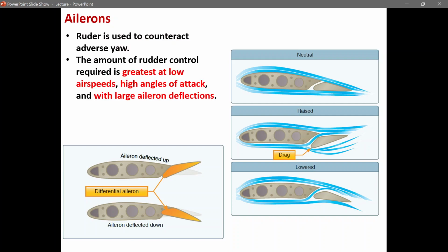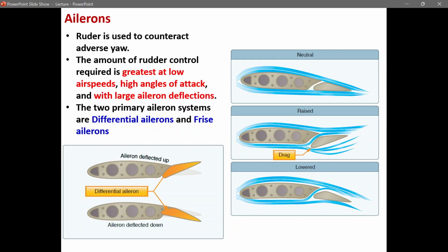And rudders are going to be used to counteract the adverse yaw, of course. But the amount of rudder control required is very dependent on the airspeed, also the angle of attack, and the aileron deflection. We have two types of ailerons. We have the differential ailerons that are shown here, deflected up and deflected down, and we also have the Frise ailerons that you can see on the right side of the picture. We have the neutral, raised, and also the lowered one. Any questions so far?